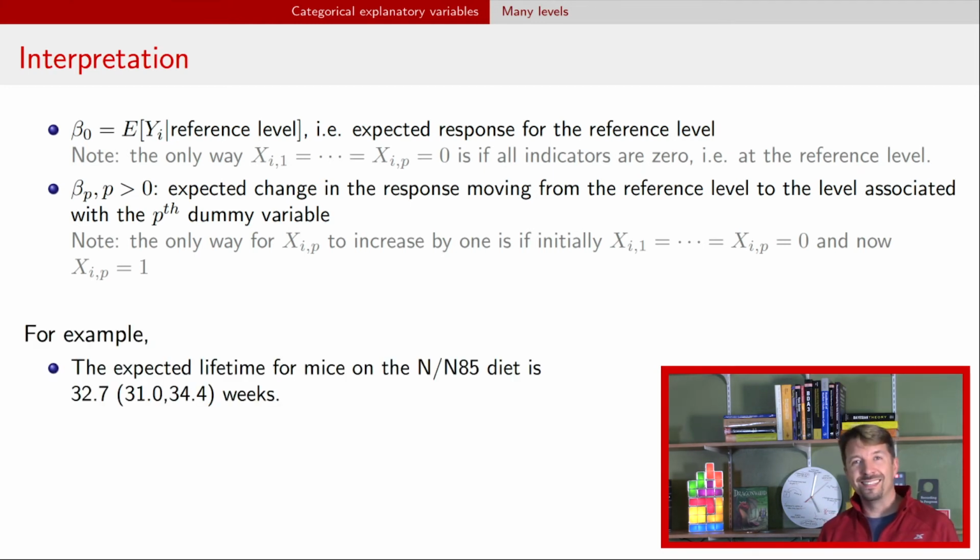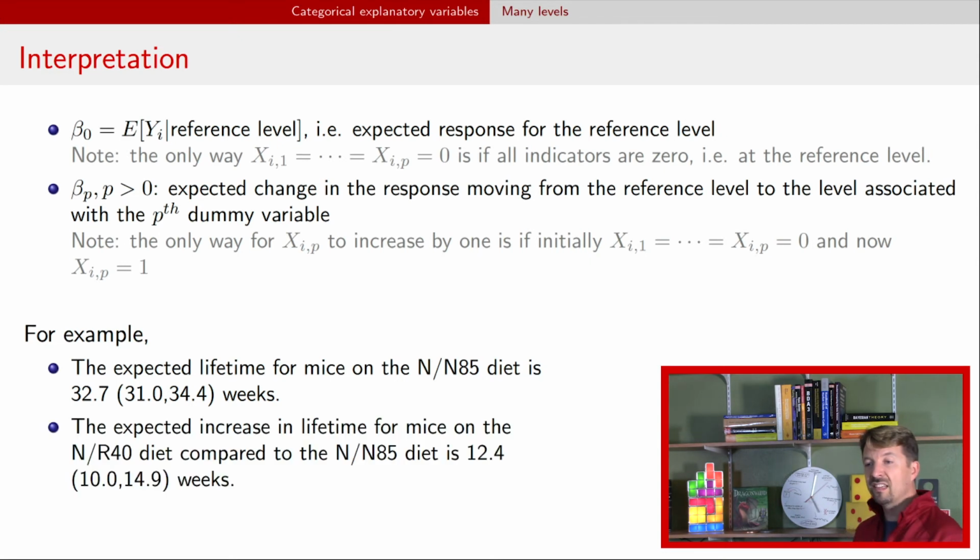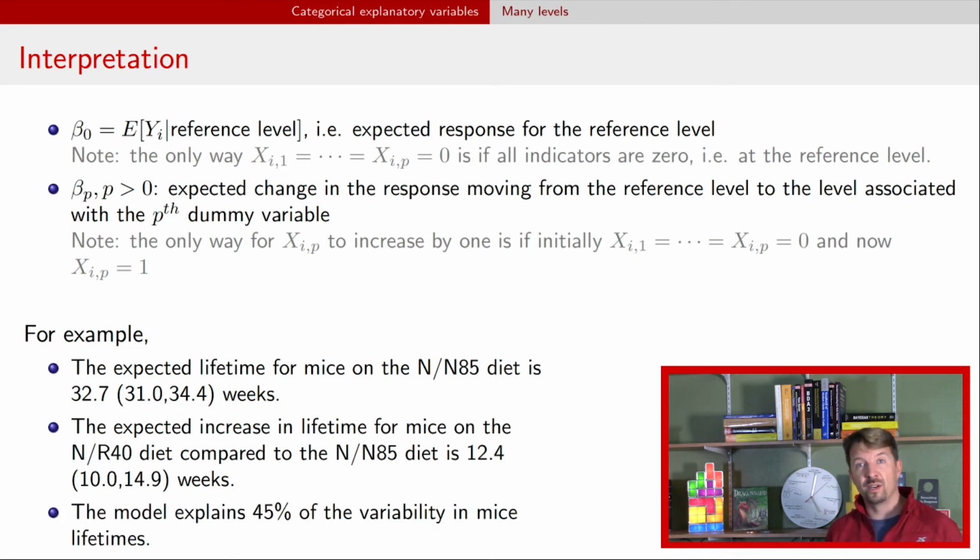All right, as an example, if you go back to the previous slides, you will see that we have these numbers, so we can just pull them out. So here's an interpretation for that intercept beta naught. The expected lifetime of the mice on the NN85 diet is 32.7. Oh, I need to update this. It's actually in months, not weeks. And there's a 95% credible interval ranging from 31 to 34.4. The expected increase in lifetime for mice on the NR40 diet compared to the NN85 diet is an additional 12.4 months with a 95% credible interval of 10 to 14.9 months. Finally, we can interpret that R squared. The interpretation of R squared is the proportion of the response variability, in this case lifetime, that's explained by the model. So 45% of that variability is explained by this particular model.